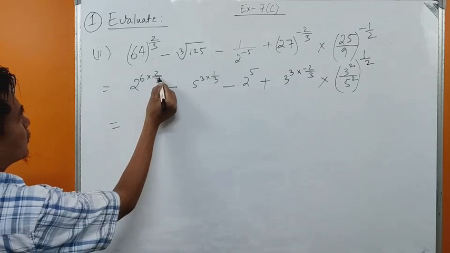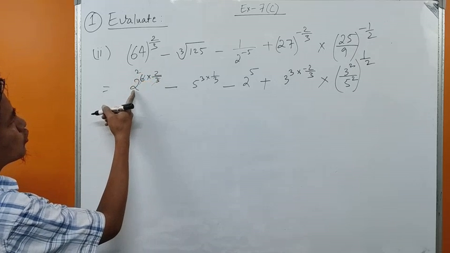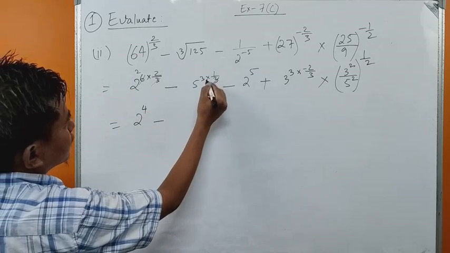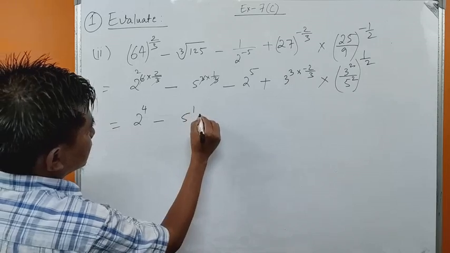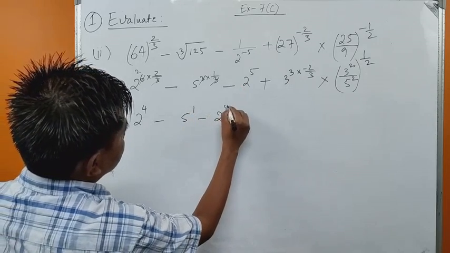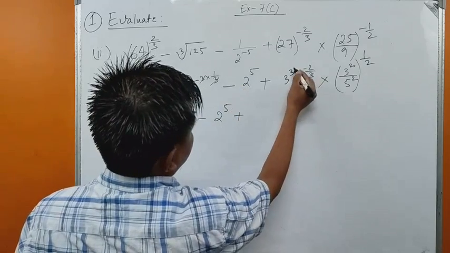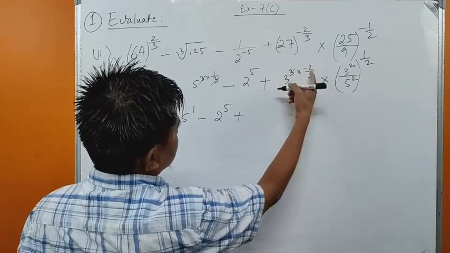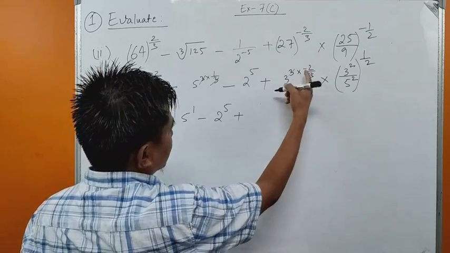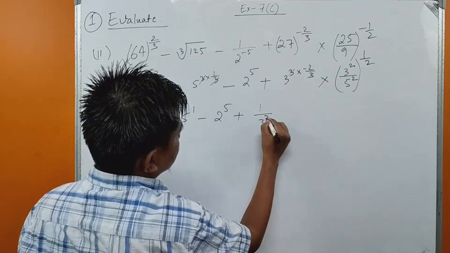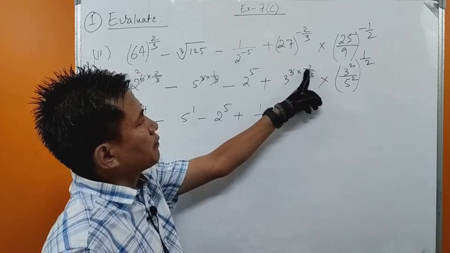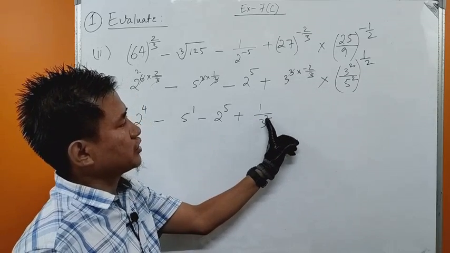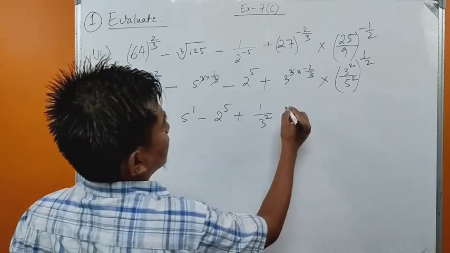So this is 3 1s are 3, 3 2s are 6. So 2 to the power, 2 2s are 4, 2 to the power 4 minus 3, and 3 cancelled. 5 to the power 1 minus 2 to the power 5 plus, this 3 and 3 can be cancelled. So 3 to the power minus 1 by 2, sorry, 3 to the power minus 2, which means 1 upon 3 squared, isn't it? 3 to the power minus 2 means 1 upon 3 squared. The sign of the power changes to plus if we take the number to the denominator.